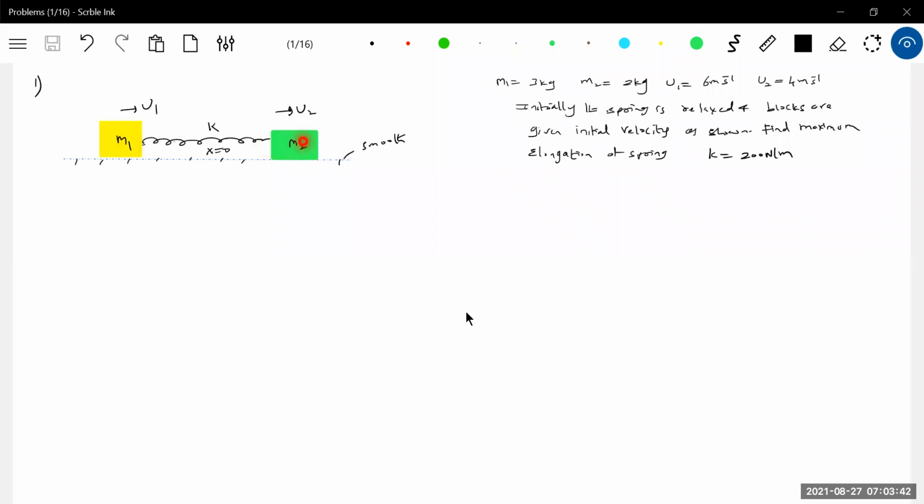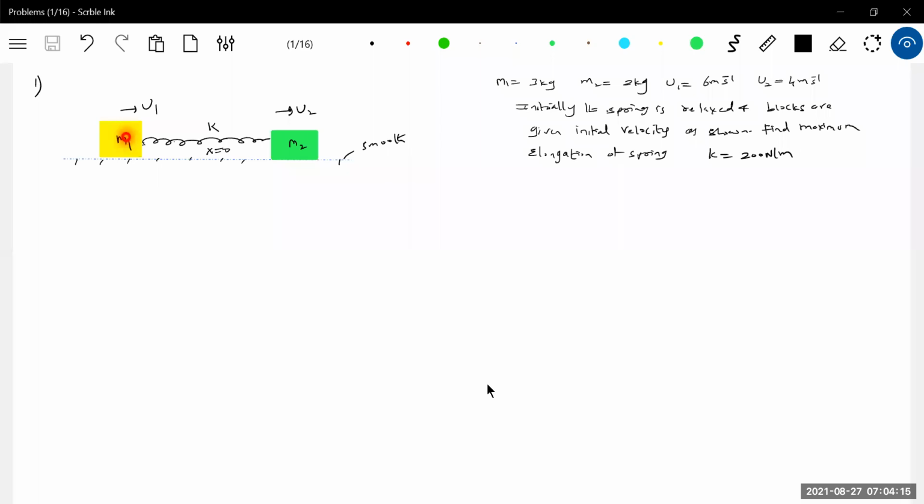Now look at the momentum, m2u2. m2 is 2 kg, this is 4. So 8 meter per second is the momentum of this block, initial momentum. What about the block m1? 3 into 6 is 18. So 18 Newton second will be the momentum of this particular block.